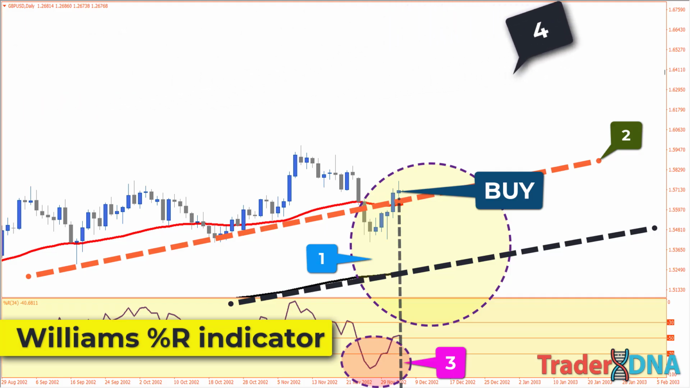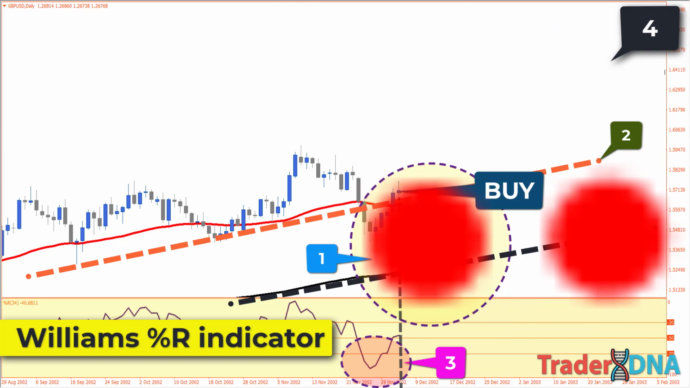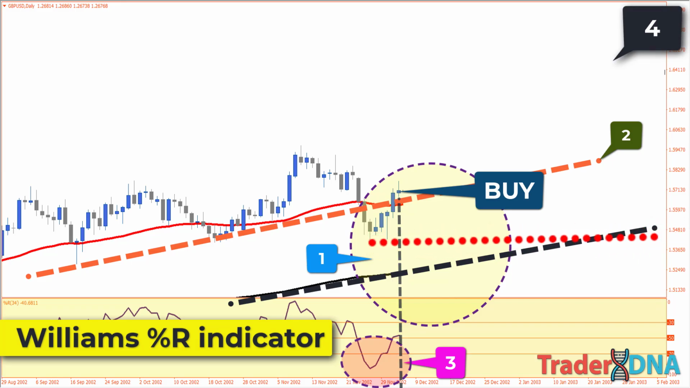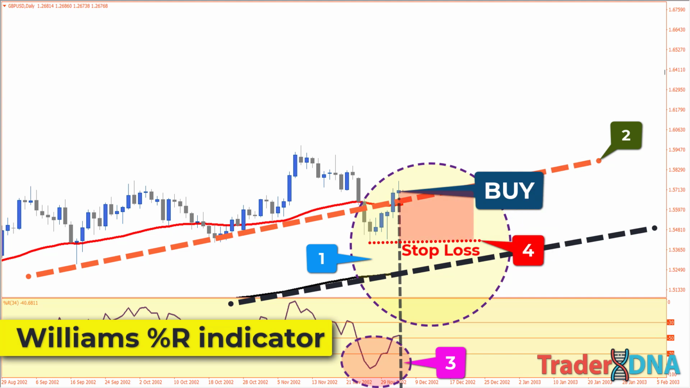Step number 4. Position your protective stop loss below the latest high or low. We aim to place our protective stop loss beneath the most recent level of high or low that emerged just before the issuance of the buy signal by the optimal momentum trading strategy. Alternatively, you may opt to trail your stop loss below each successive high or low. This tactic enables you to secure potential profits in the event of an abrupt market reversal.